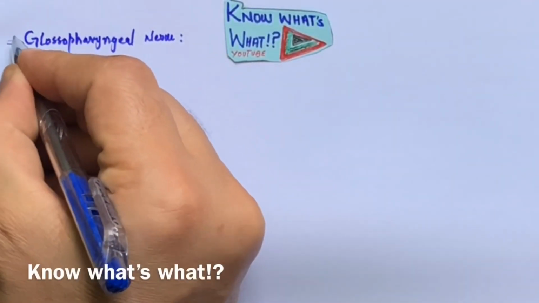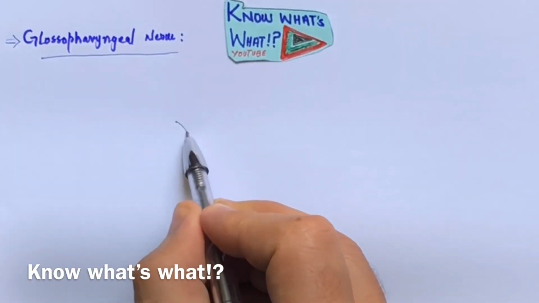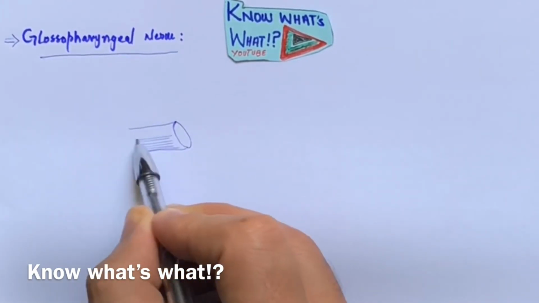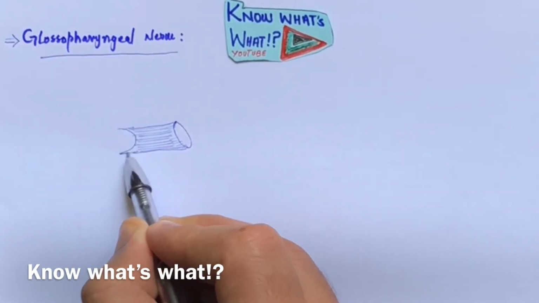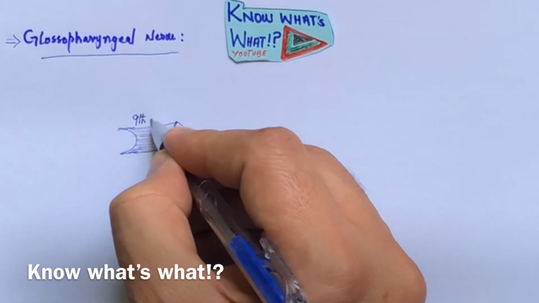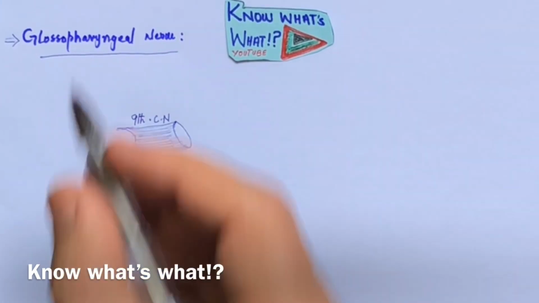Hi, in this video we are going to look at the glossopharyngeal nerve, which is the ninth cranial nerve. And then we are going to look at the 10th, 11th, and 12th cranial nerves as well. So here we start with the ninth cranial nerve, and imagine that this is the nerve, and then look at the different fibers and the nuclei which receive these fibers or send out these fibers.